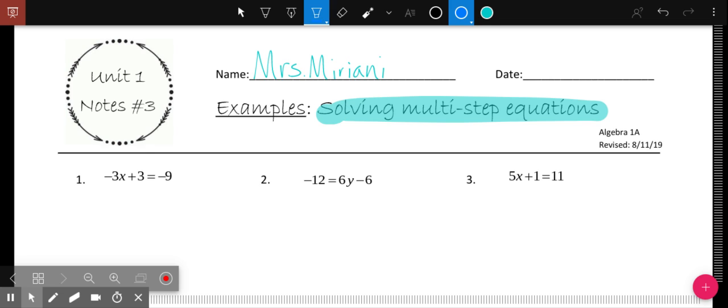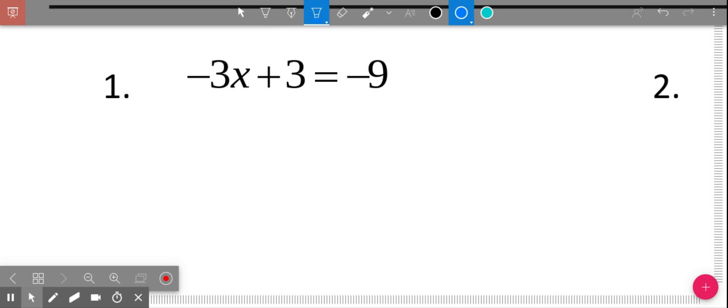This is really a problem that we did yesterday, so we're just getting a little bit of review in before we get started. So we have negative 3x plus 3 equals negative 9. This is a two-step equation, so we need to start from the outside and work our way towards the variable. We're going to start by getting rid of this plus 3. Since it's a plus 3, we have to do the inverse, and we're going to subtract 3 from both sides.